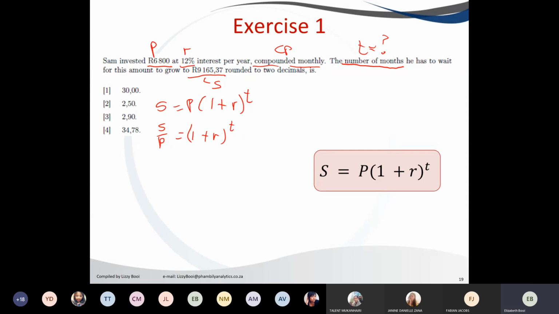And to get T to become the subject of the formula, we need to apply the log. So if we do the log on one side, log of S over P is equal to the log of (1 plus R) to the power T. And this, in simple terms, when we apply the log, means the number that is in the power will multiply with the log of (1 plus R).